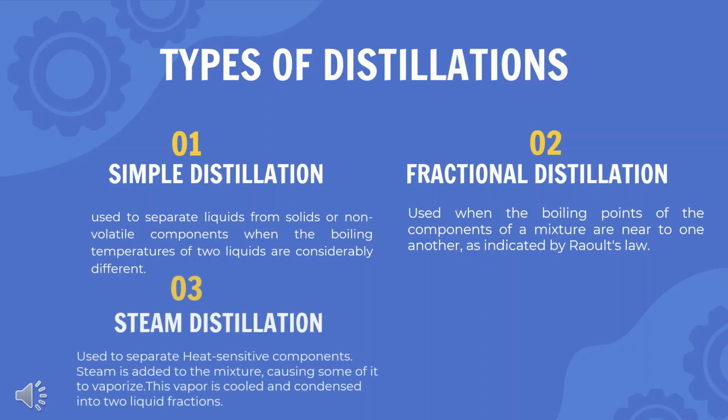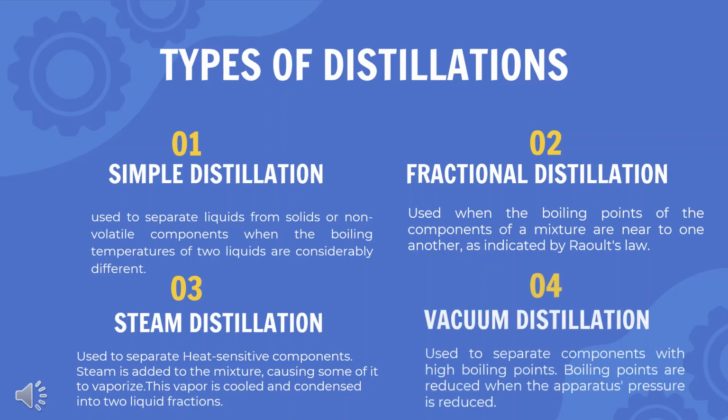The third one is steam distillation. It's used to separate heat-sensitive components, and how it's separated is steam is added to the mixture, causing some of it to vaporize. This vapor is cooled and condensed into two liquid fractions. Sometimes the fractions are collected separately, or they may have different density values, so they separate on their own. An example is distillation of flowers to yield essential oil and a water-based distillate.